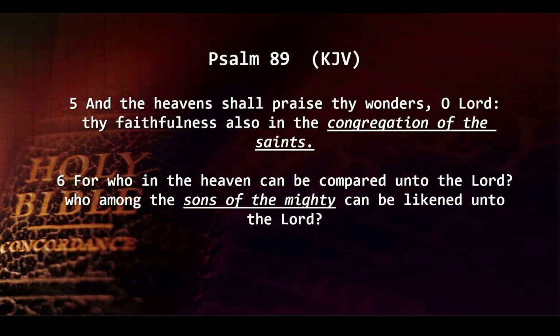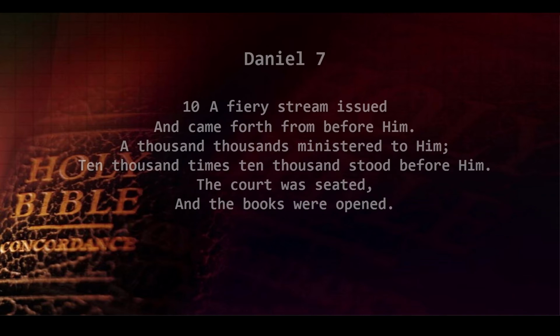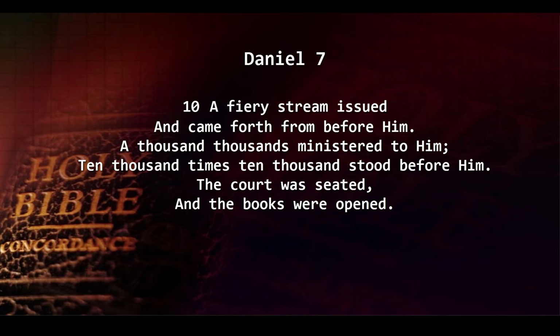Daniel 7:9-10. I watched till thrones were put in place, and the Ancient of Days was seated. So he's seated now. His garment was snow, and the hair of his head was like pure wool. His throne was fiery flame, its wheels a burning fire. Fiery stream issued and came forth from before him.